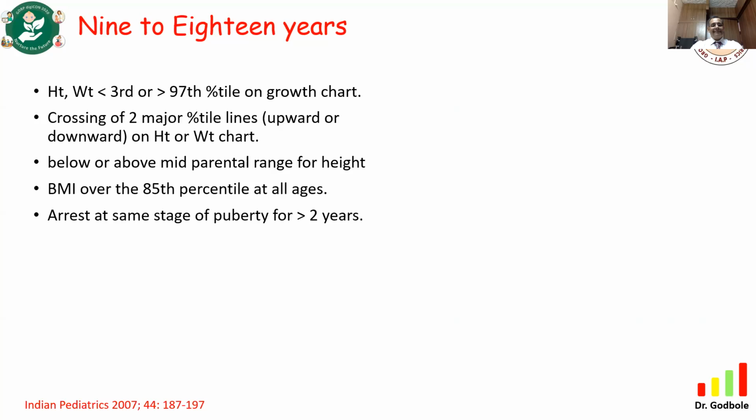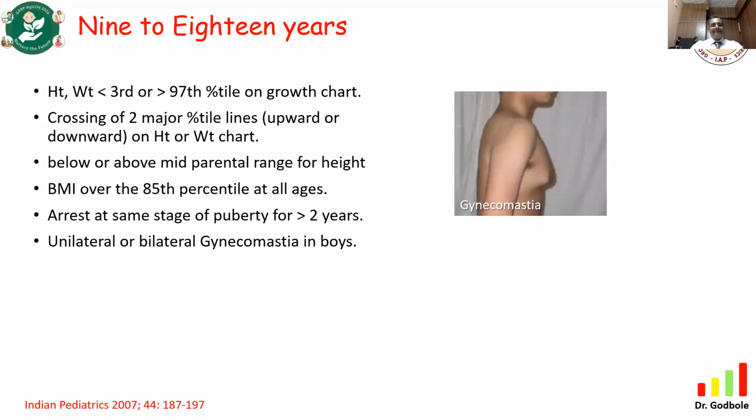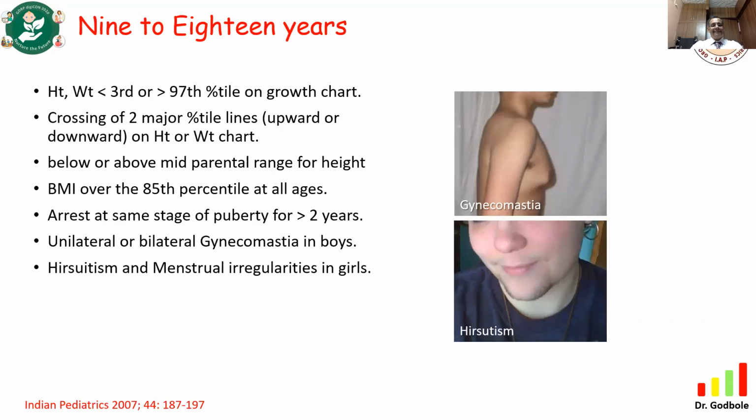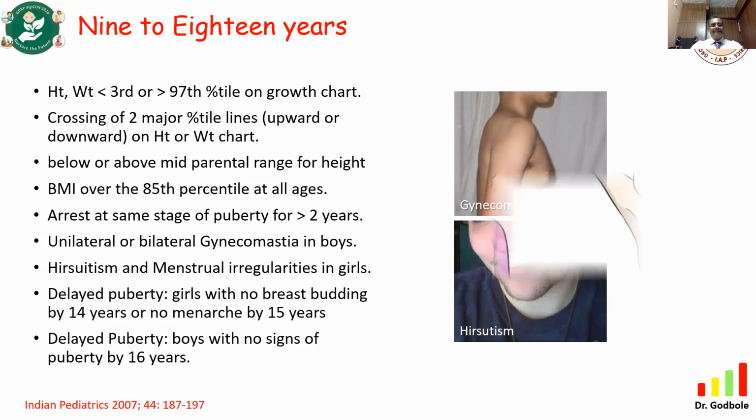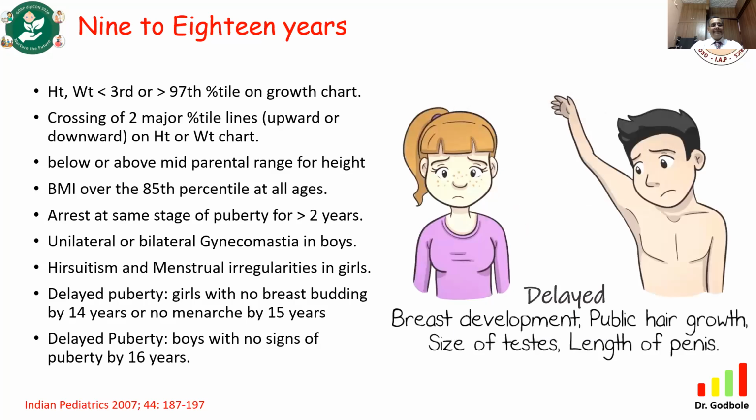Now, a child arrested in growth for more than 2 years, now that's a red flag. I leave it to the parent always coming back to that. Unilateral or bilateral gynecomastia in boys, or hirsutism and menstrual irregularities in girls, is another red flag we should be remembering when you think of adolescent pediatrics. And delayed puberty: boys with no signs of puberty after 16 years, and for girls no menarche by 15 years and no breast development by 14 years. We should think that we are having a problem with growth and development.